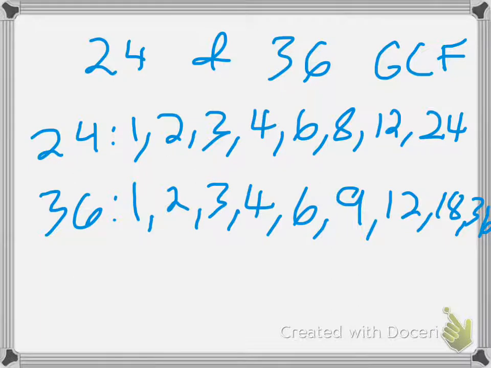So 24 and 36 both have 1 as a common factor. They both have 2 as a common factor. 3, 4, 6, and 12. Now the greatest one is 12. So my GCF for 24 and 36 is 12. So that's a pretty slick and easy way that you can find the greatest common factor using a list.